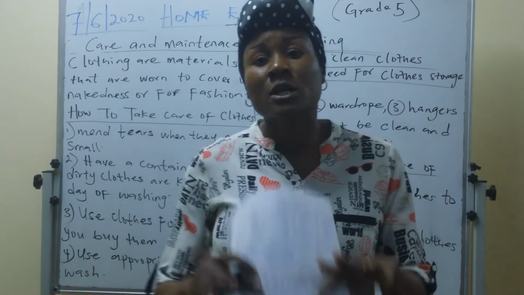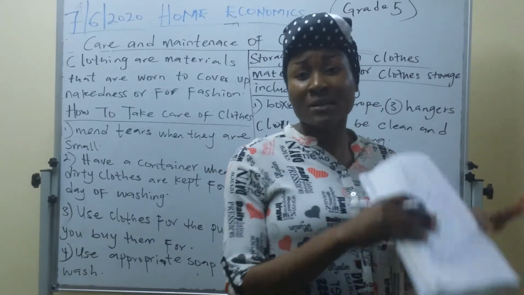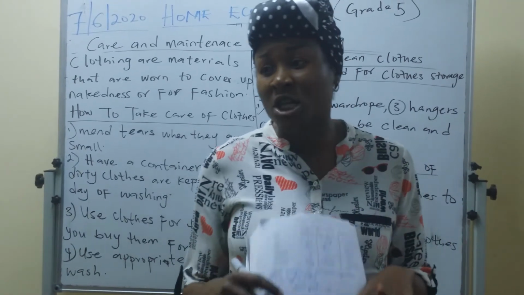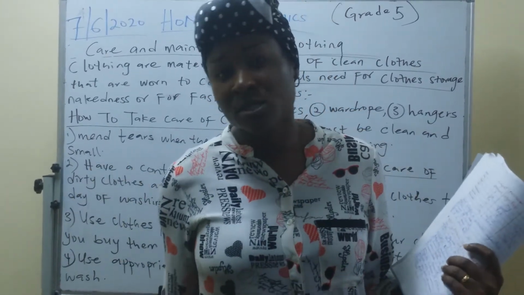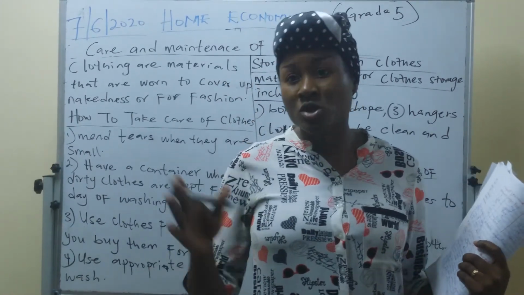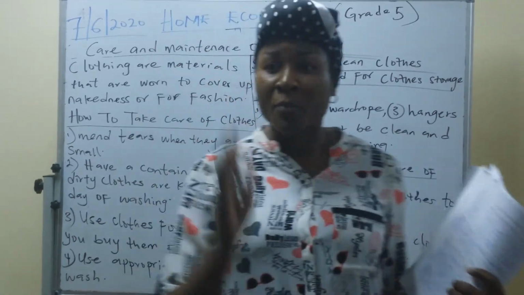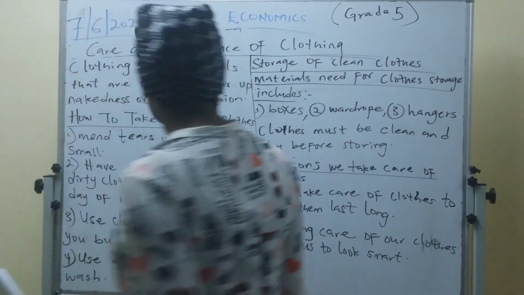And when you're washing colored materials, don't use the detergent used for washing white materials to wash your colored clothing. Why? If you do so, you tend to spoil those colored clothing. So use appropriate clothing detergent to wash your clothes.